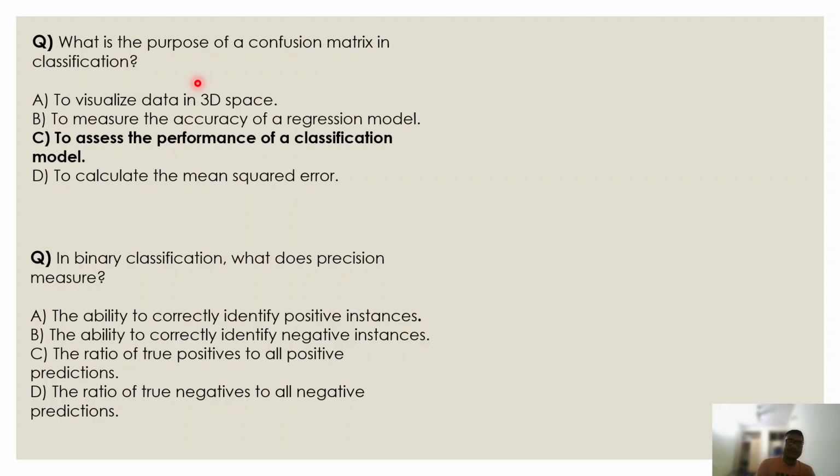Someone gave A, to visualize data in 3D space. I don't think so, we are not visualizing data here. So C is the correct answer. Moving towards the next one: in binary classification, what does precision mean?